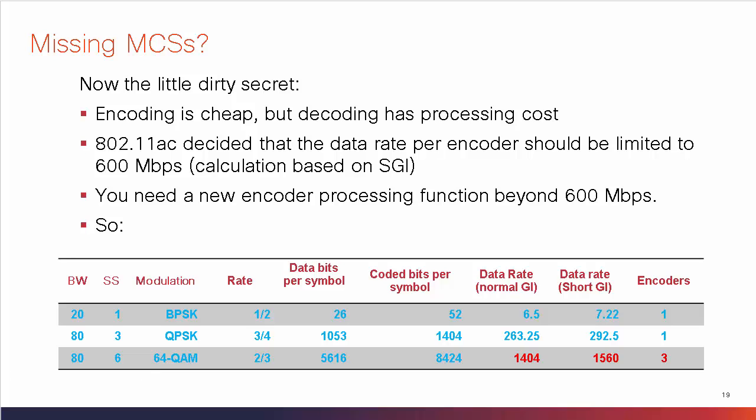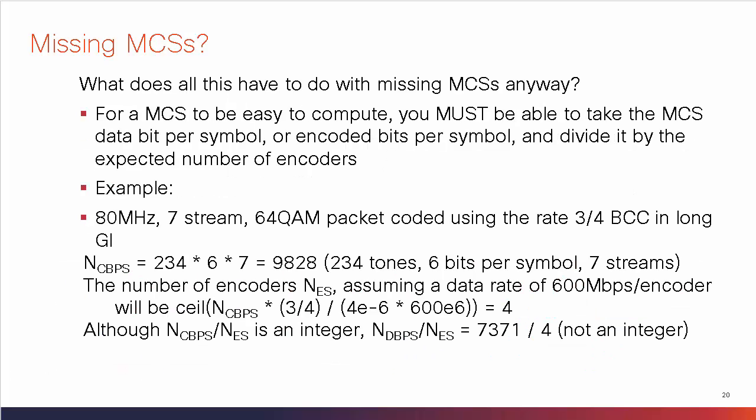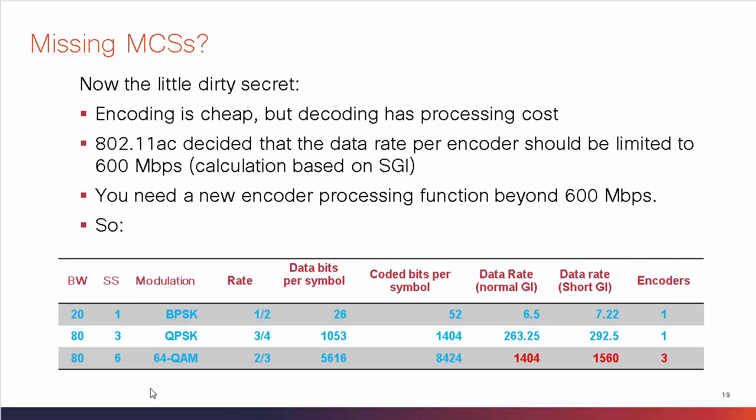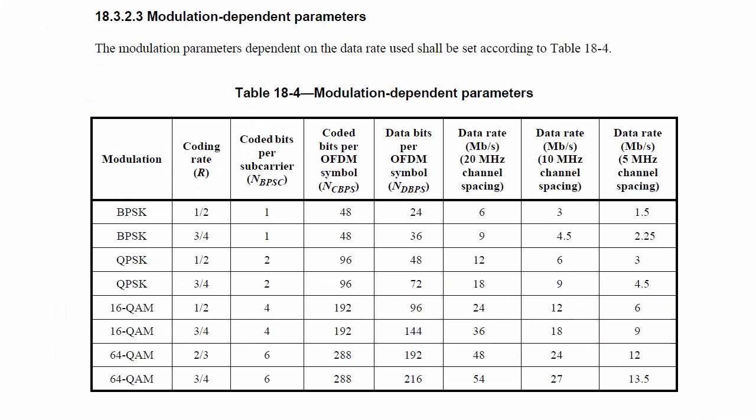And then you're going to divide those by 600 megabit per second to see how many encoders that gives you. By the way, those data bits per symbol and encoded bits per symbol are something you see in the 802.11 protocol. For example, here, this is the 802.11 2012 edition, a protocol you can find as a free download. And if you look at the modulation for section 18, which is 802.11a, they give you some modulation information, the coded bits per symbol and then the data bits per symbol.